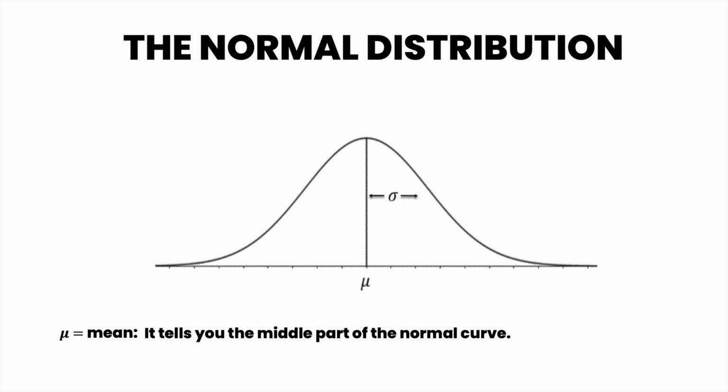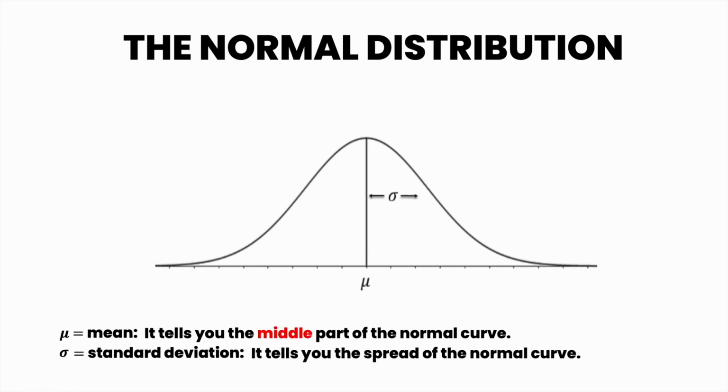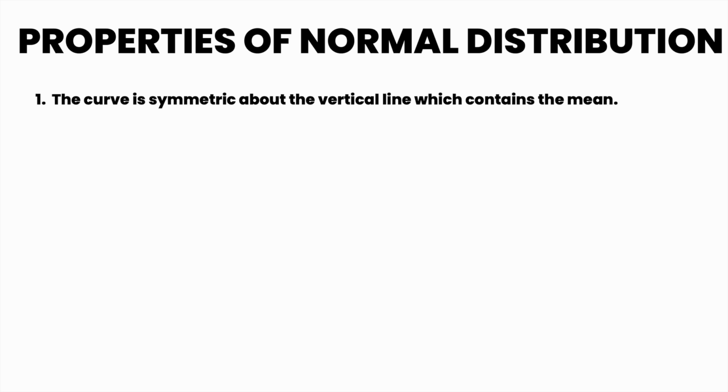So mean tells you the middle part of the normal curve, as you can see on our illustration. This mu is located at the middle or at the center of our normal distribution. And standard deviation tells us the spread of the normal curve. Let's talk about the properties of normal distribution. Number 1, the curve is symmetric about the vertical line which contains the mean.